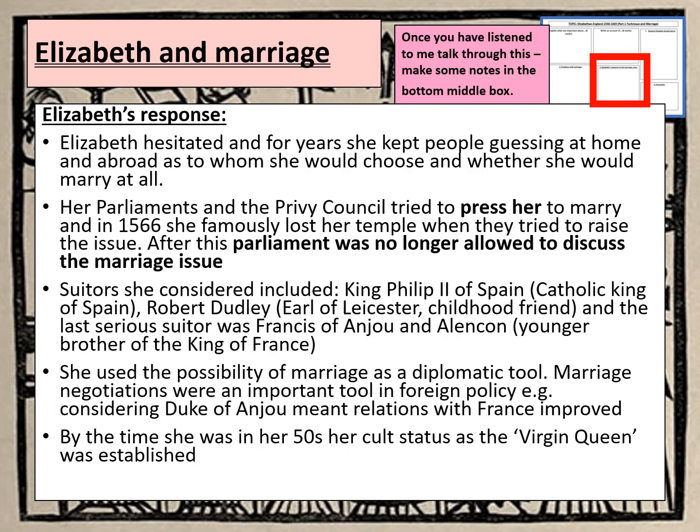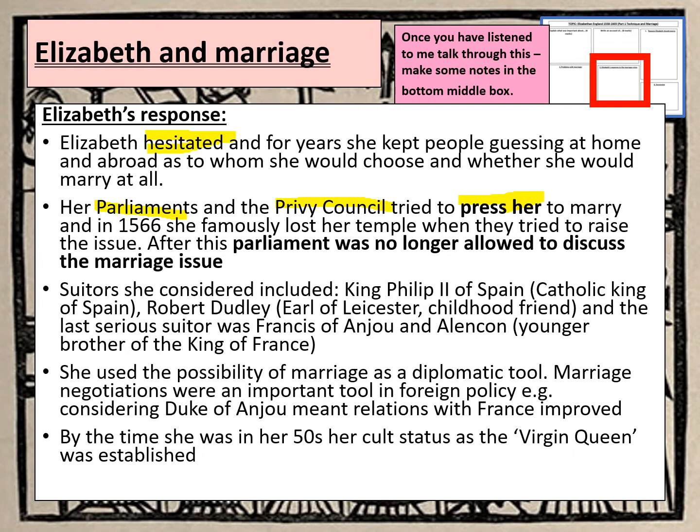So what was Elizabeth's response to the problem of marriage? Well, she hesitated. She was usually a very decisive person, but she kept people guessing at home and abroad. Now, that was quite a clever game, but it also led to a huge amount of frustration and irritation from people both within and outside of the country. It also led to a dispute with both Parliament and the Privy Council, as they tried increasingly to press her to marry.